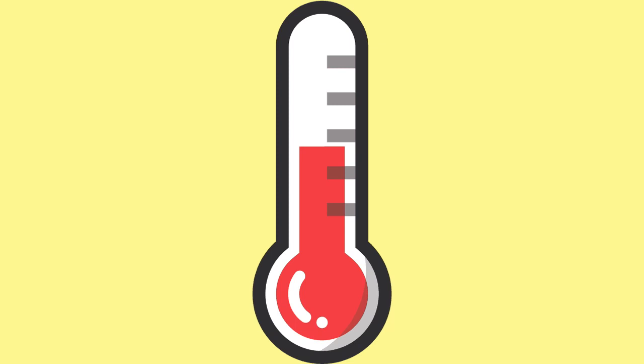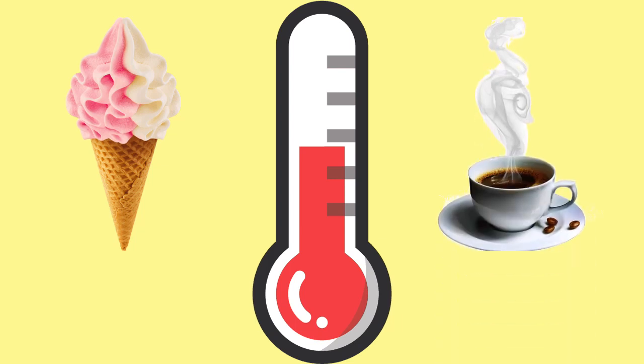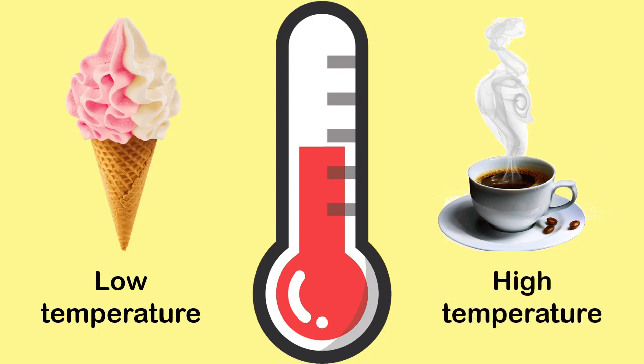Temperature of an object tells us how cold or how hot an object is. The temperature of the cold object is lower than the temperature of a hot object. Thus, the temperature of ice cream is less than the temperature of tea.